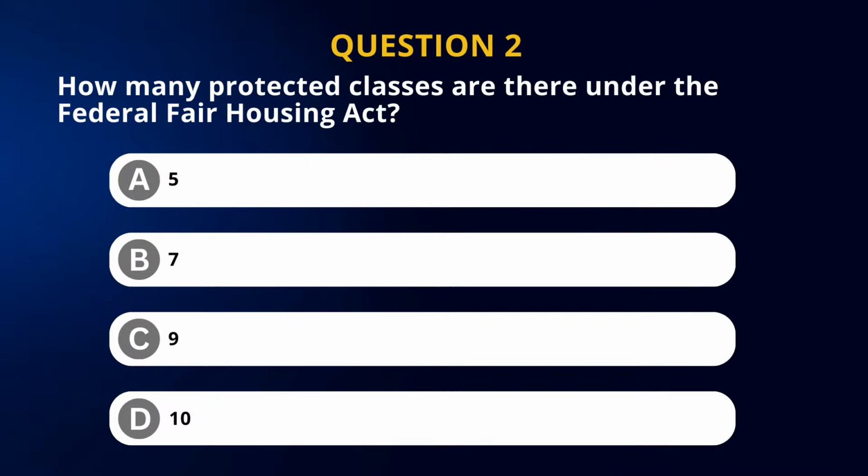Question number 2. How many protected classes are there under the Federal Fair Housing Act? Letter A, 5. Letter B, 7. Letter C, 9. Letter D, 10.